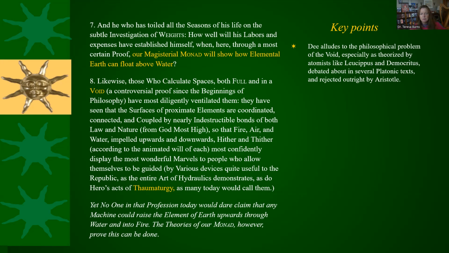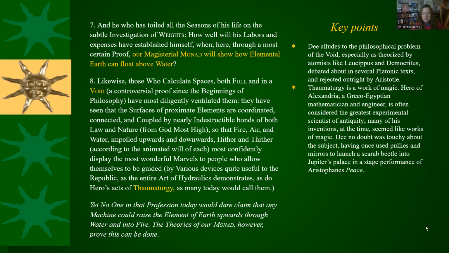Most confidently display the most wonderful marvels to people who allow themselves to be guided by various devices quite useful to the Republic, as the entire art of hydraulics demonstrates, as do Hero of Alexandria, the greatest engineer of antiquity, and Hero's acts of thaumaturgy, as many today would call them. Now, several important things here. He's mentioned three of the classical elements, fire, air, and water. Earth is the fourth. He's not mentioning the ether, the fifth. He will bring the ether in. The ether is sometimes hidden, that fifth element corresponding to the dodecahedron.